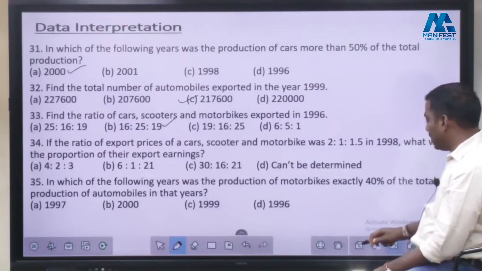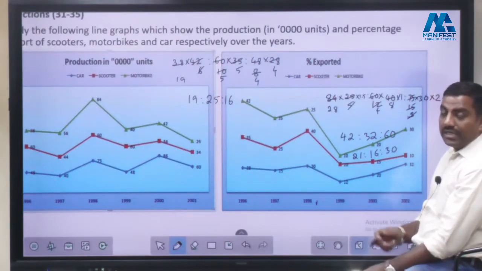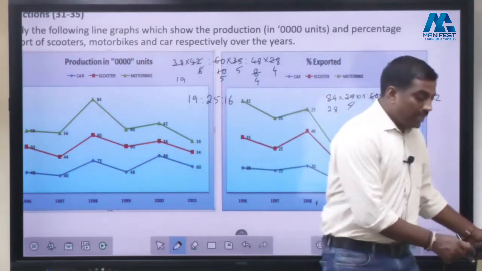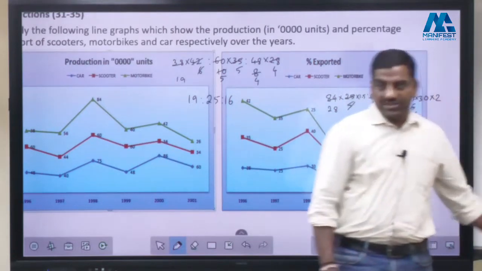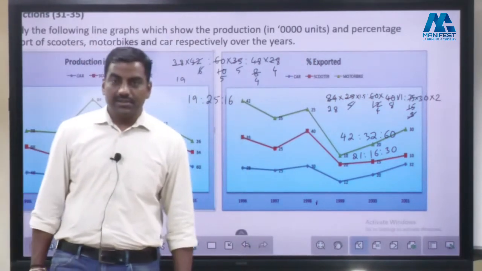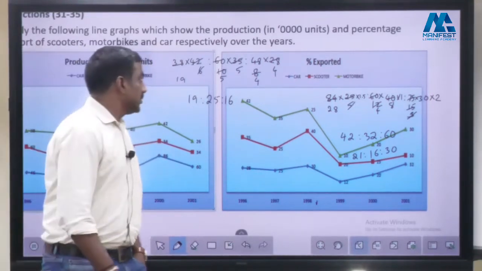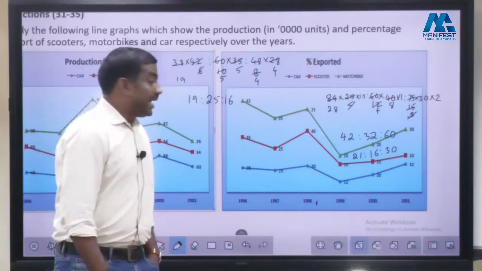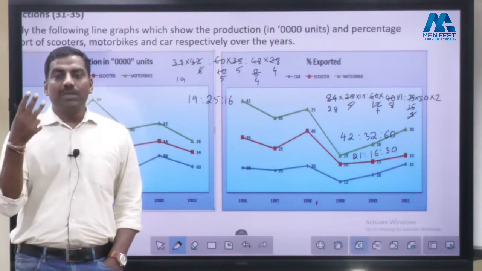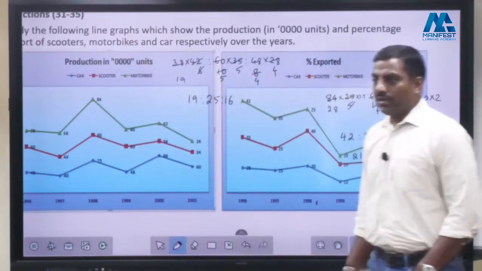But look at the order, what they want. 30 is to 16 is to 21. This is what we want in reverse. 30 is to 16 is to 21. This is similar to the previous problem only. Previous problem, what did we do? We compared only the exported units. But in this problem, we are multiplying with one more factor, that is price. That is price for each unit. For car 2, for scooters, how much? 1, and for bikes, motorbikes, 1.5. Done? So here we are multiplying 3. One is production, then export percentage, then price of each unit. Done?